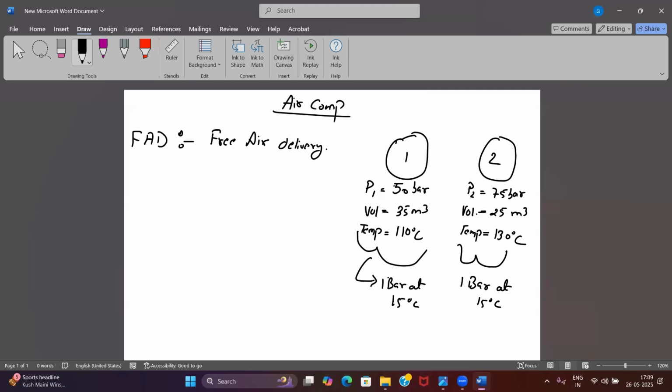If I'm doing a race between two guys, the initial point should be the same, isn't it? Then only we'll be able to know who's better, who's not. So this is what we are going to understand here in free air delivery. We have to convert it into a uniform state, and then from there we can easily make out which compressor is a better one. Is the base clear? Yes, sir. Okay.